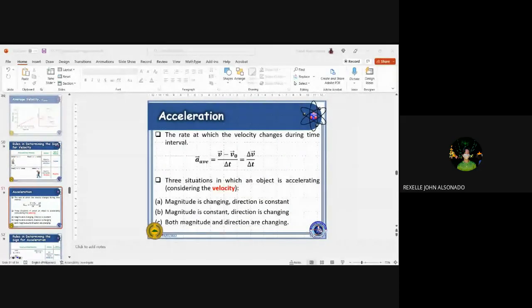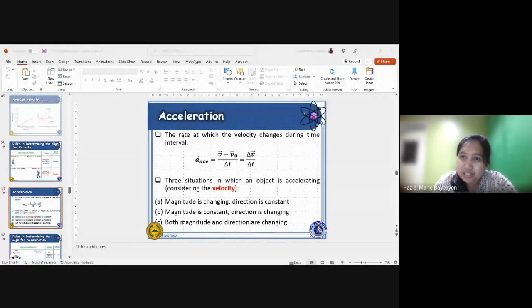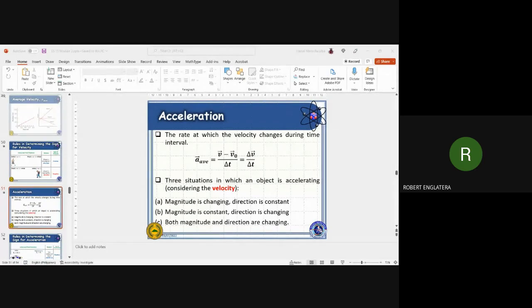If it experiences force, ma'am. Yeah, that's right. But that's really the reason why an object accelerates. So, if it experiences force, that's it. But what are the three situations in which an object is accelerating, considering only the velocity, not the... The position changes, ma'am.